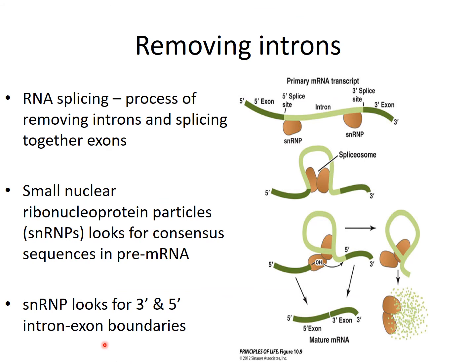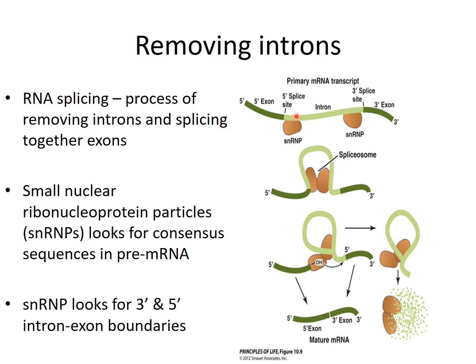So let's talk about removing. Now, this is important stuff. This process of removing introns is called splicing. We're going to splice the RNA. The way that we splice the RNA is, you can either call it small nuclear ribonucleoprotein particles, or you can call them SNRPs like I do. That's a SNRP right there. That's a SNRP right there.